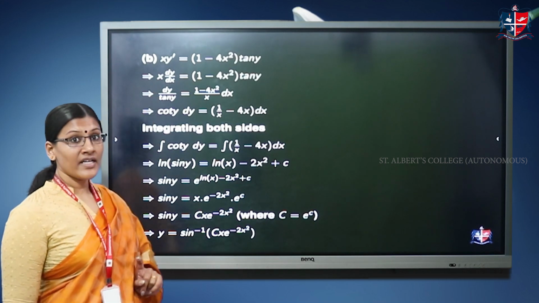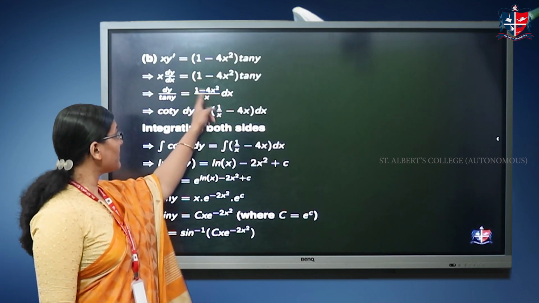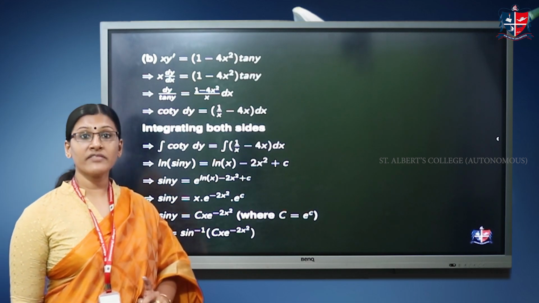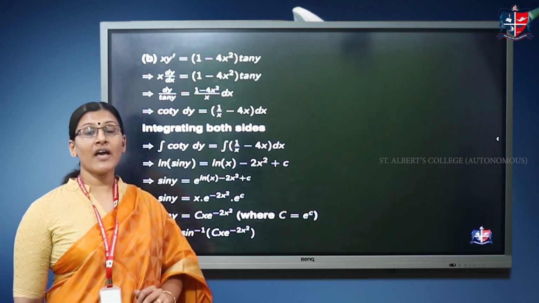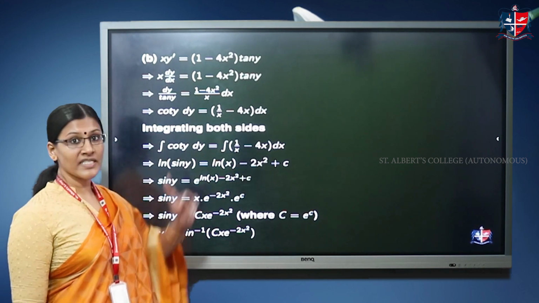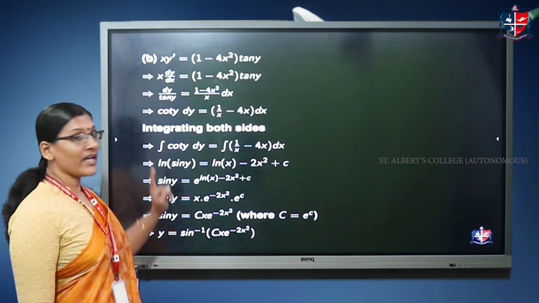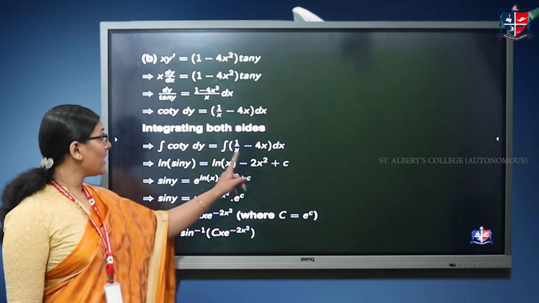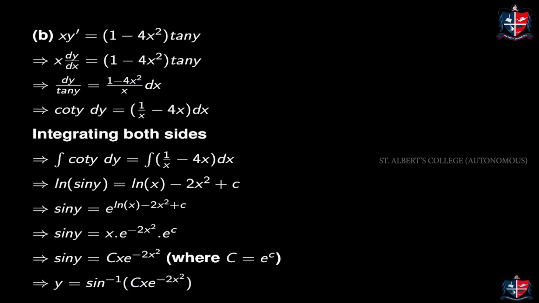1 by tan y is cot y, and this can be simplified as 1 by x minus 4x. So now we have separated the variables. Once we have separated the variables, we have to integrate both sides. Integrating both sides, integral of cot y is log sin y, integral of 1 by x is log x, integral of x is x square by 2. So we get log sin y equal to log x minus 2x square plus the constant of integration c.